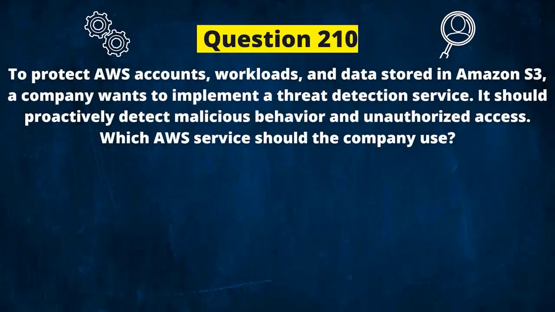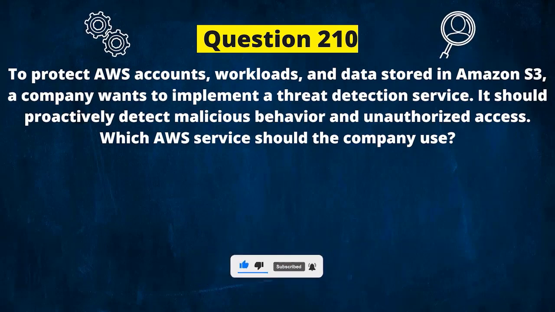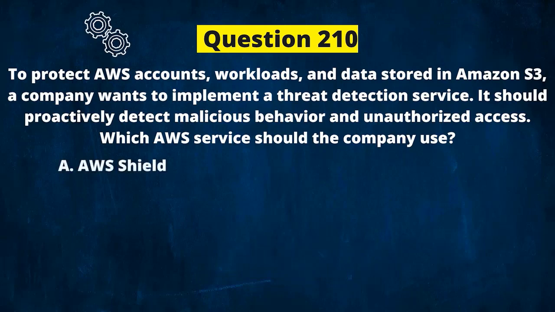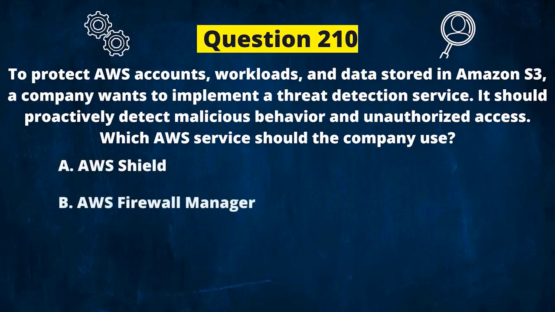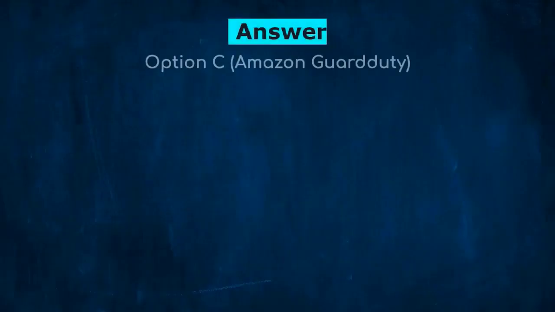Next question. To protect AWS accounts, workloads, and data stored in Amazon S3, a company wants to implement a threat detection service. It should proactively detect malicious behavior and unauthorized access. Which AWS service should the company use? And the options are A. AWS Shield, B. AWS Firewall Manager, C. Amazon GuardDuty, D. Amazon Inspector. And the correct answer is option C.